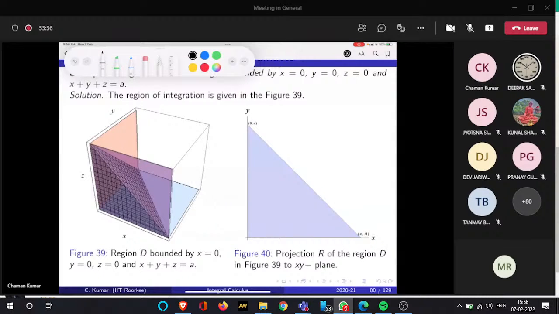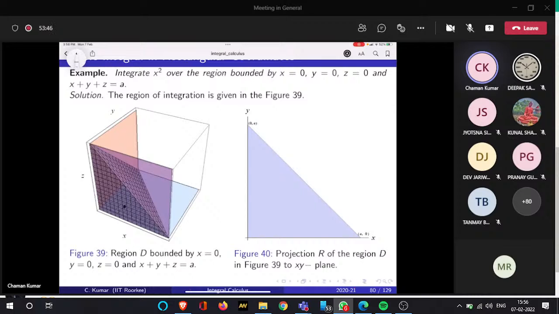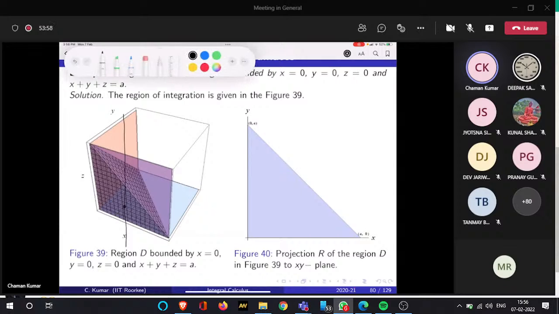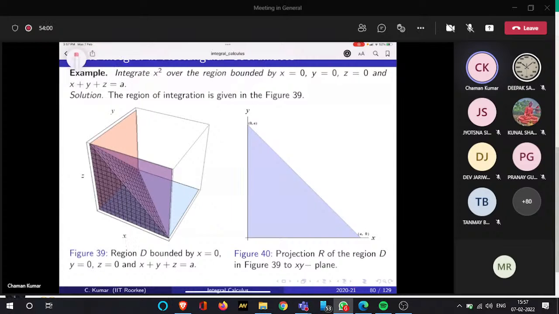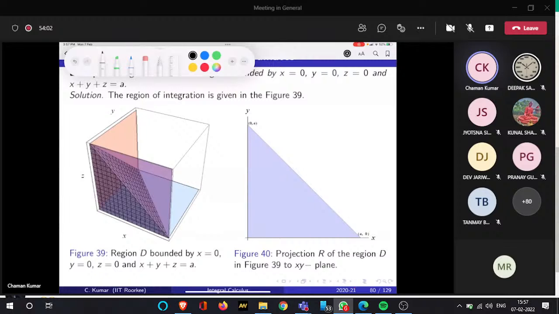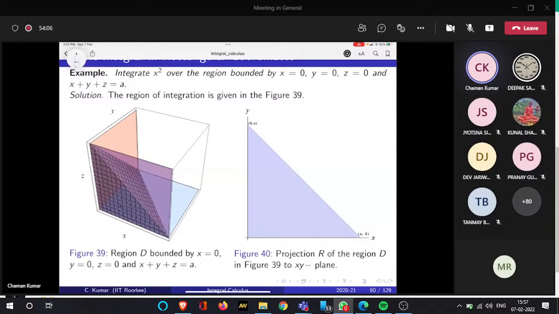We take a point in the projected region. Let us say this is the point in the projected region, and then you draw a line parallel to the z-axis. Okay, let me redraw it. This is the point I have picked in the projected region, and then I draw a line parallel to the z-axis. Still not that parallel, but just in your mind, imagine that this is parallel.